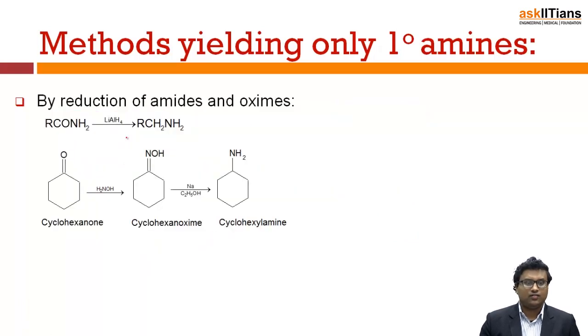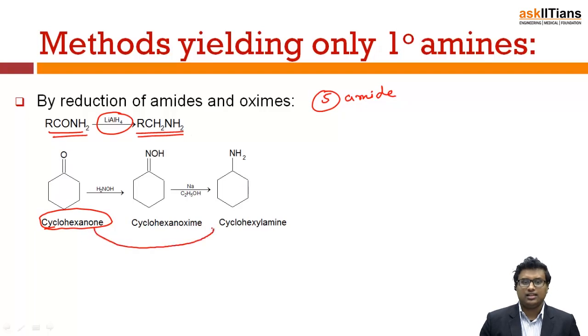Next, by reduction of amides. So next, number 5, is amides. How to convert an amide into an amine? Just reduce it in the presence of lithium aluminum hydride. Now you can see here I have cyclohexanone, which is a ketone. How to convert this into an amine is a challenging task. The first important thing you have to do is convert it into an amide, and once you convert it into an amide, just reduce it and you will get an amine.